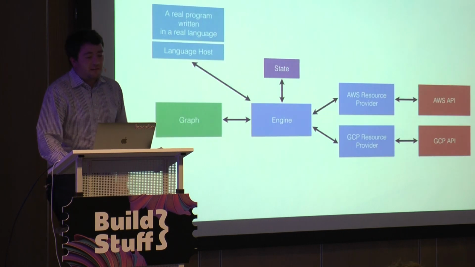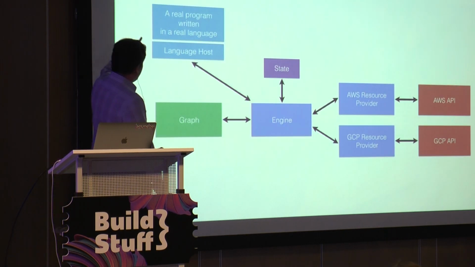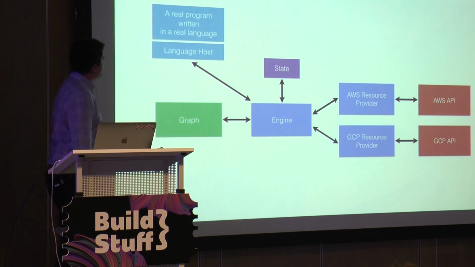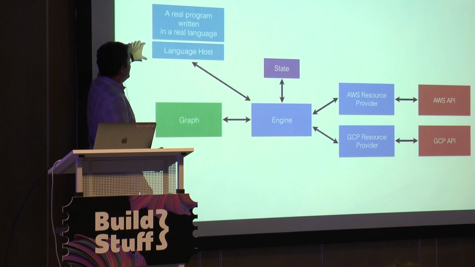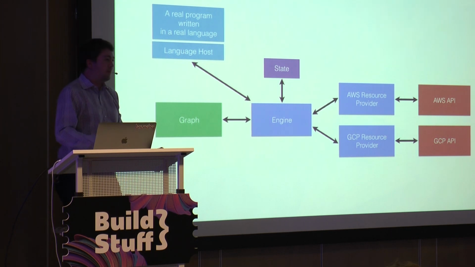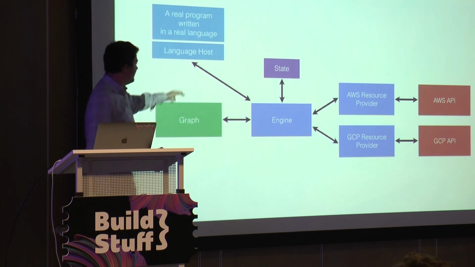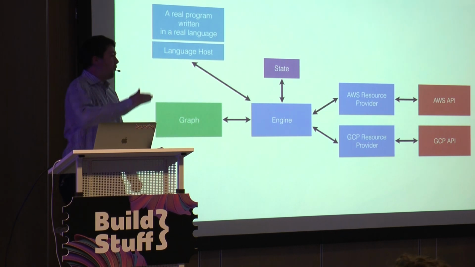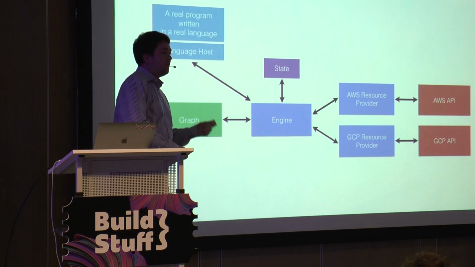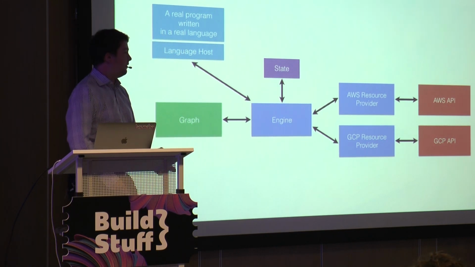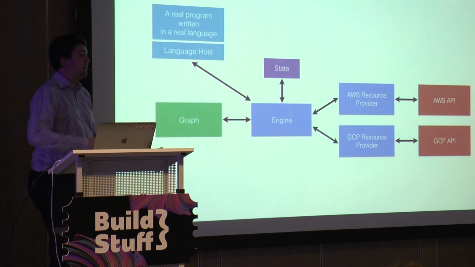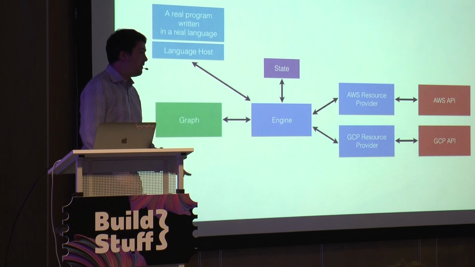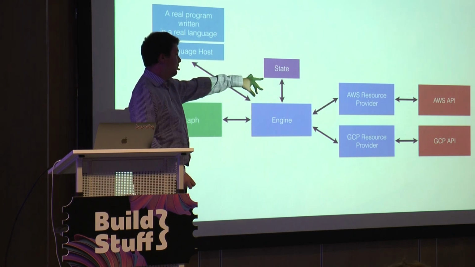But our model changes slightly, so it starts to look a bit like this. So rather than the configuration language making a graph, what you have instead is a program written in a real programming language, and a thin language host that just boots the program with the correct set of arguments and connects it down to the engine. And as the program executes, it registers resources that it wants as a result of its execution with the engine, which builds its own graph, and then execution basically proceeds in the same way. It works out a diff, and it makes CRUD operation calls through the providers.